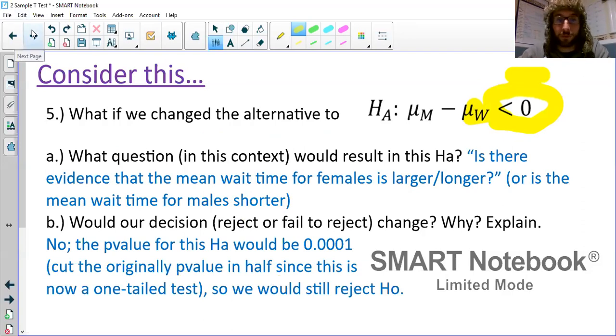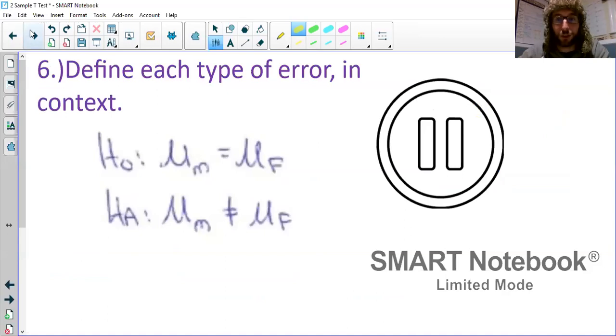A couple more for you. Next one: good old friends, types of error. Can you define each type of error in context? Remember our little template: in reality blank, but our test suggests blank. Type 1, the first one is true. Type 2, the second one is true. And when I say that, I think about these as the first and second hypotheses.